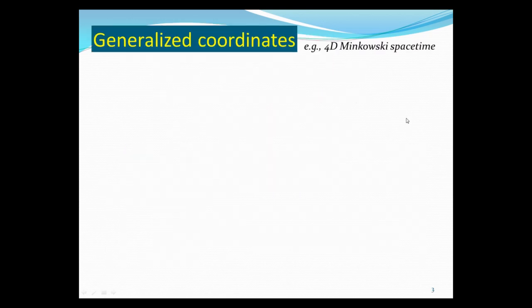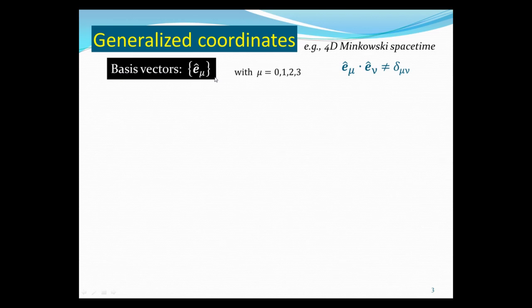Now we're going to go to generalized coordinates, for example Minkowski space, 4D Minkowski space. You have a set of basis vectors, and we add one, the time direction, which we call the zeroth component. And now the important thing is that e_mu and e_nu are no longer orthonormal, so their dot product doesn't equal 1 or the Kronecker delta.